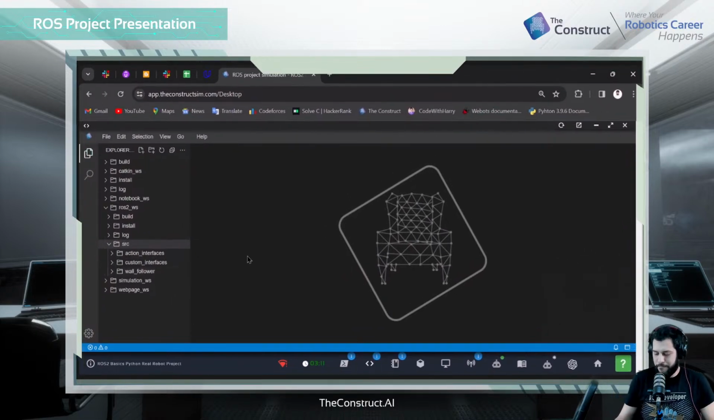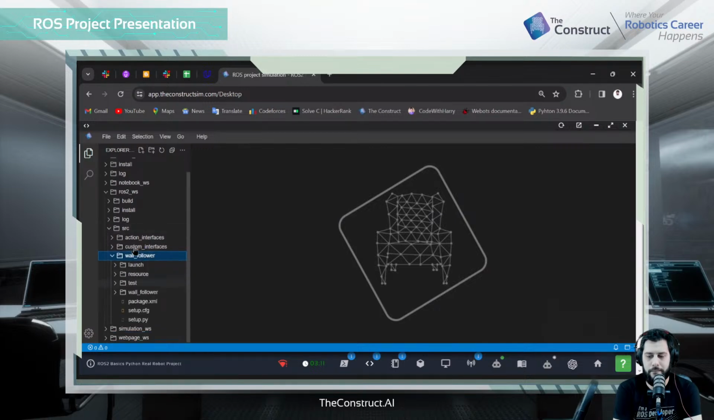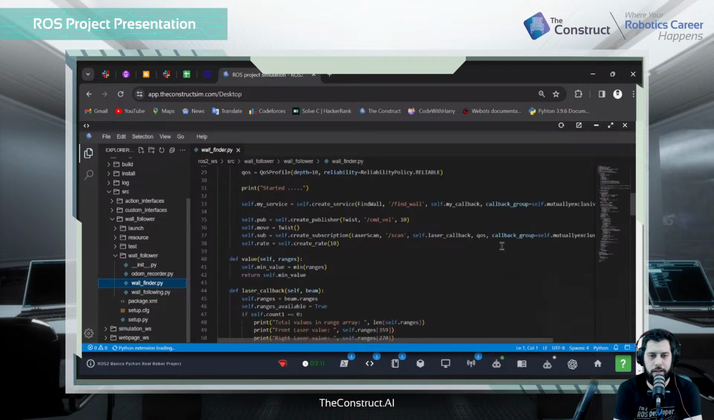When I was dealing with services, when I was creating my service like the wall finding behavior, let me show that. From that, I can say the whole difference between ROS2 and ROS1. So this is the wall finder Python file.